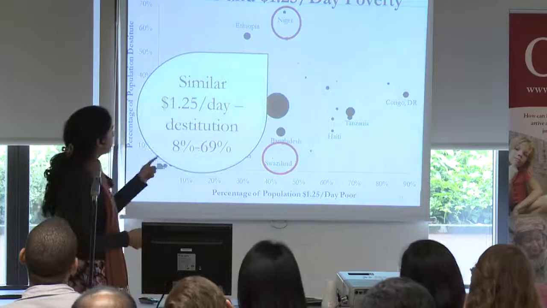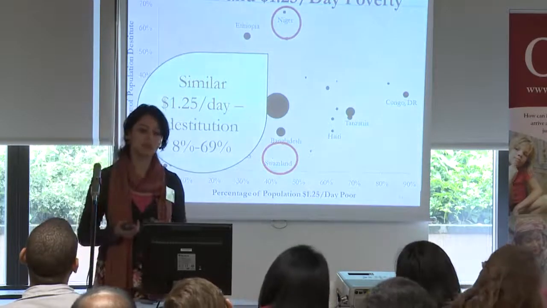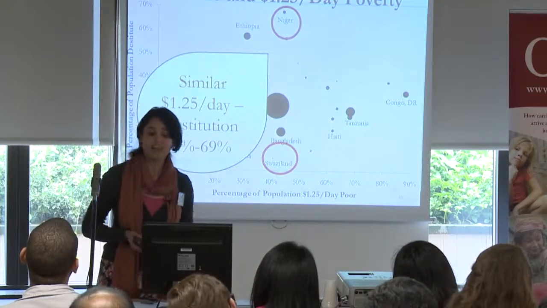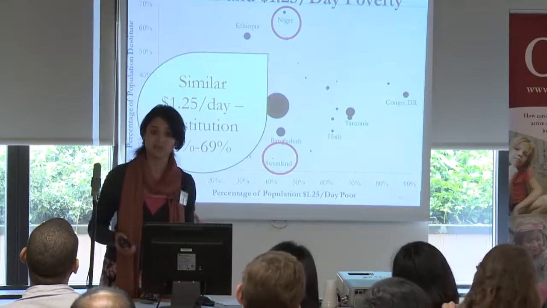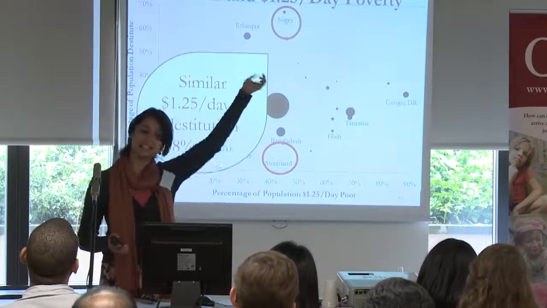But here's an example where Swaziland and Niger both are similar in terms of the number of people who are living below the $1.25 a day poverty line. However, they have drastically different proportions of people who are identified as destitute. And that ranges between 8% in Swaziland and 69% in Niger.